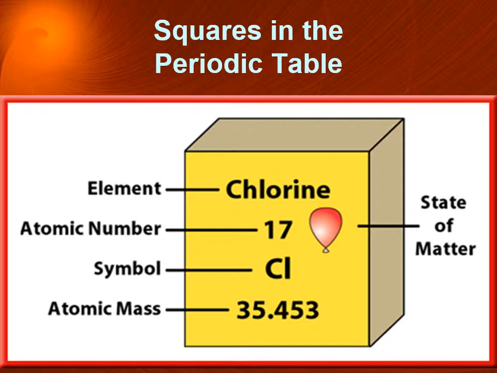When we look at a periodic table, we see a square that looks something like this. It has the element name, state of matter, the atomic number, the symbol, and the atomic mass. These are the basic bits of information that a periodic table would have. Some of the more advanced tables would have things like the melting point, freezing point, and the crystalline structure, if there is one.